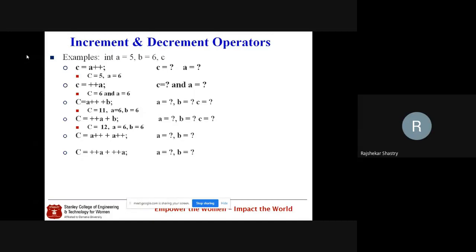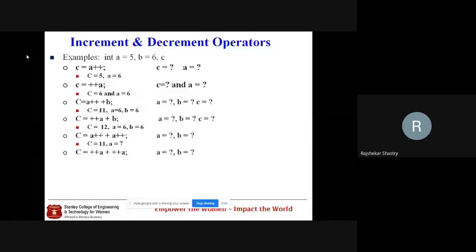I want C answer. C is 11 and A is 11, sir. C is 11. C is 11, sir. C is 11, sir. A is 7. C is 11, A is 7. How? Can anyone explain? Postfix form. Both the times I used postfix form. 5 plus 6. For the second postfix, A will be already incremented to 6.